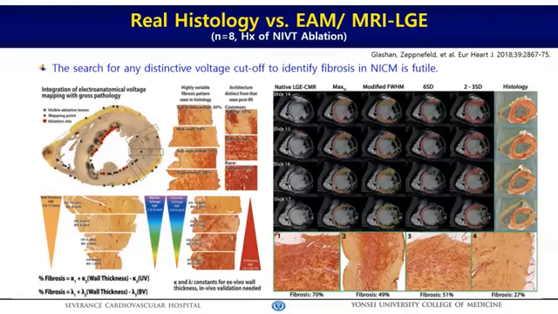However, we have to keep in mind the limitation of MRI late gadolinium enhancement to define the VT substrate. This sophisticated study compared the human heart histology and cardiac MRI and electroanatomical map in patients who underwent non-ischemic VT ablation. The authors concluded that searching for any distinctive voltage cutoff to define the fibrosis in non-ischemic VT is futile. In this example, you can appreciate 27% of fibrosis in this area without any late gadolinium enhancement. It's a clean area. Therefore, we have to recognize the limitation of the spatial resolution of cardiac MR, especially in patients with non-ischemic VT. So far, the correlation between MRI late gadolinium enhancement and histology was only proven in an animal model of ischemic cardiomyopathy.